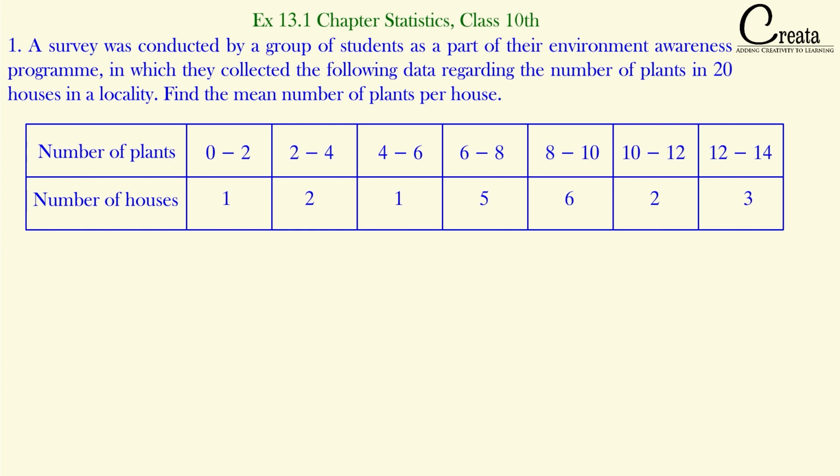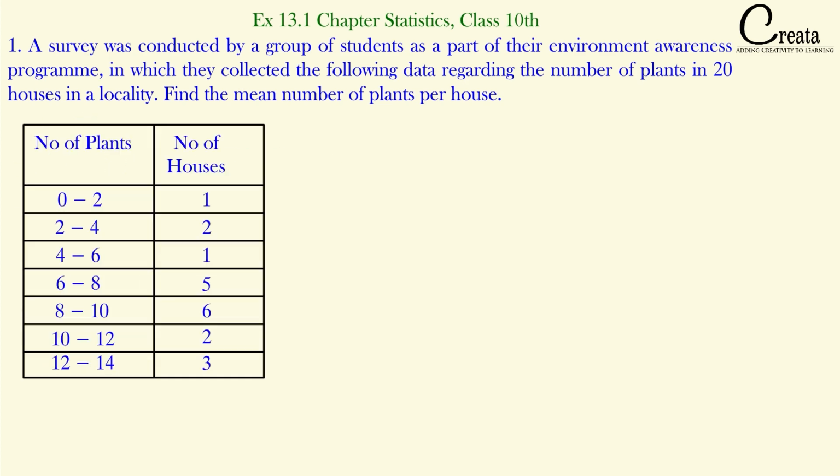Firstly, let's convert the rows to columns. Our first column will be the number of plants, that is the range. And the second is the number of houses, that is the frequency. Note: what is frequency? Frequency is how many times our observation is repeating. Here the number of houses will be the frequency, that is how many times our observation, the number of plants, is repeating.